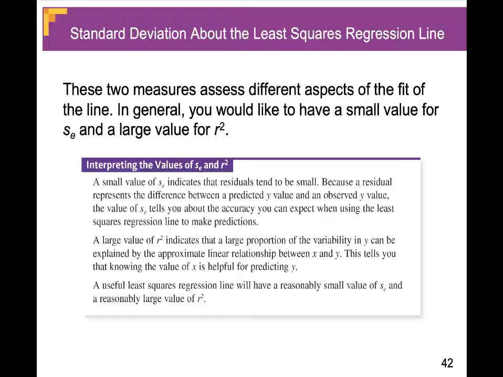So the standard error can be thought as describing the accuracy you can expect when using the least squares regression line to make predictions. Now, when you have a large value of r squared, that tells you that a large proportion of the variability in y can be explained by that regression line. So that tells you that knowing the value of x is helpful for predicting y. So a small standard deviation tells you that your accuracy will be good. A large r squared tells you that your prediction will be helpful. So together, if you have a small value of SE and a large value for r squared, then your regression line is a good way to make predictions.